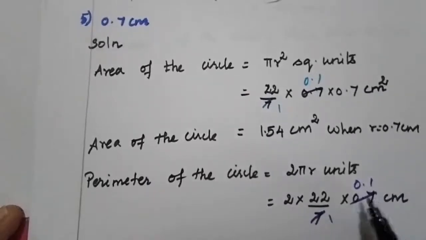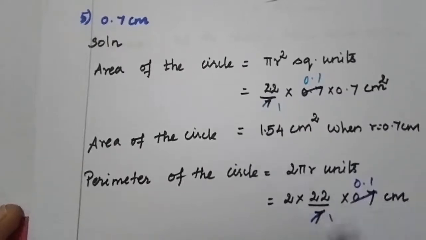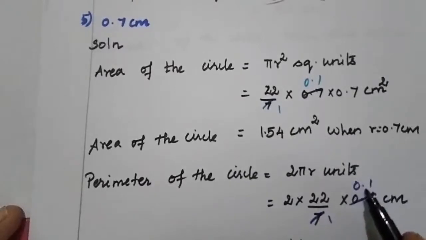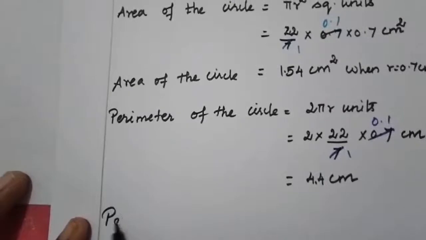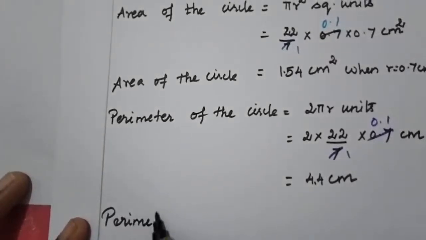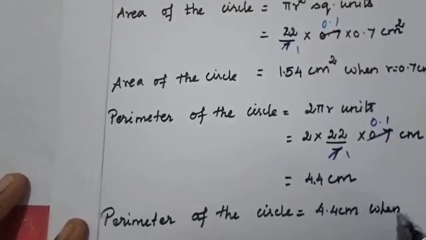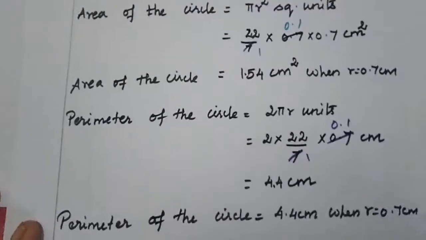Now you have to multiply the numbers, at last we can keep the decimal point, okay. So 2 into 22 is 44, 44 into 1 is 44. Now how many decimal points are given here? Yes, there is only one decimal point. So after one number we can keep the decimal point here and the unit is centimeter. So perimeter of the circle is equal to 4.4 centimeter when r is equal to 0.7 centimeter. Is it clear, children? Yes.